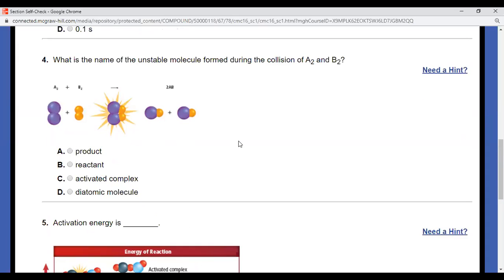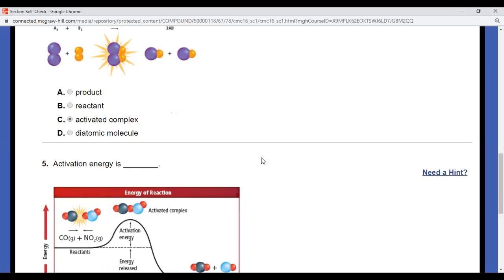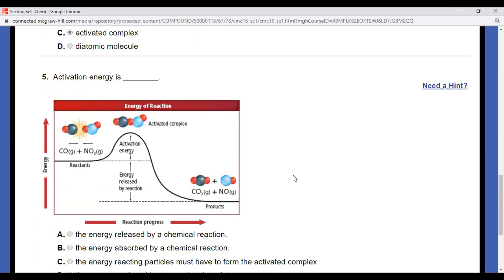What's the name of the unstable molecule formed during the collision of A2 and B2? A2 and B2, called what? Activated complex. The atomic molecule or activated complex. Okay, what's your choice? I think activated complex. You think this? Okay, we are going to know the best answer at the end.